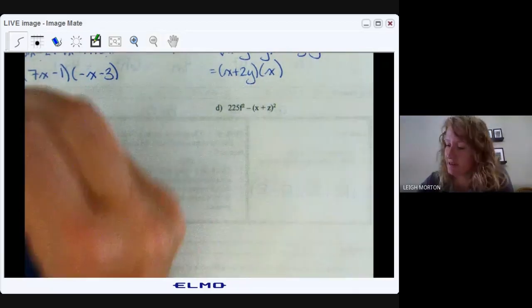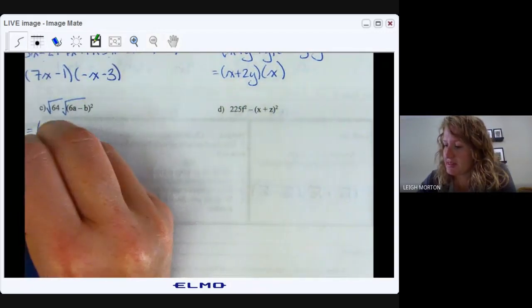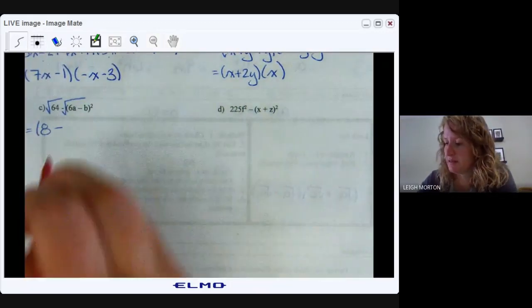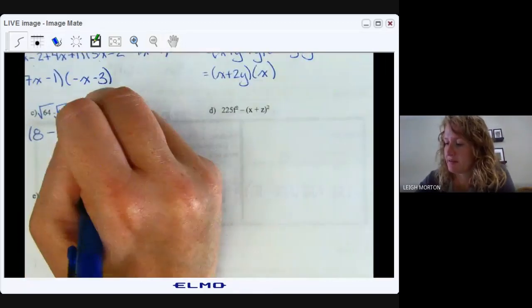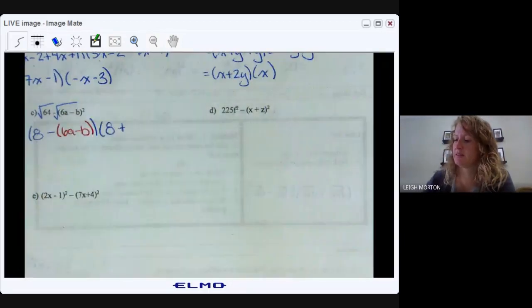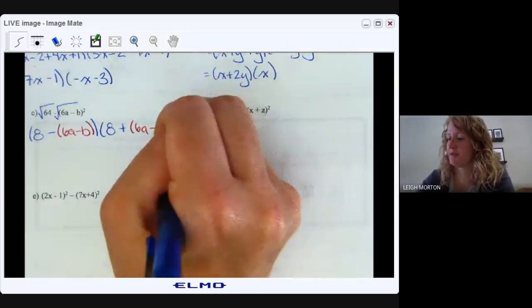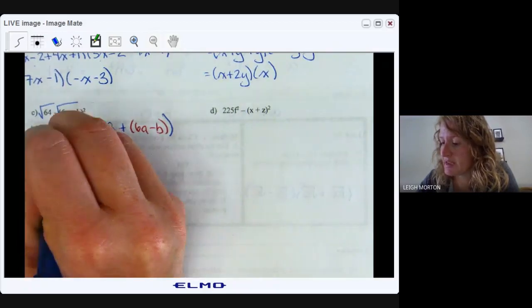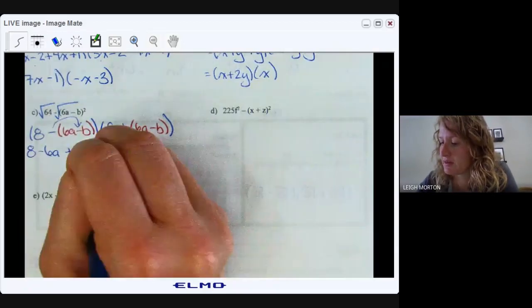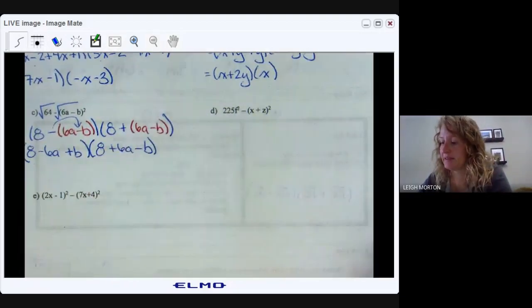Away I go. I'm going to square root both of these. So that's going to leave me with 8 minus 6a minus b times 8 plus 6a minus b. That gives me 8 minus 6a plus b. Remember, this negative sign distributes through. Times 8 plus 6a minus b. Well, and that's it. None of those can be simplified.